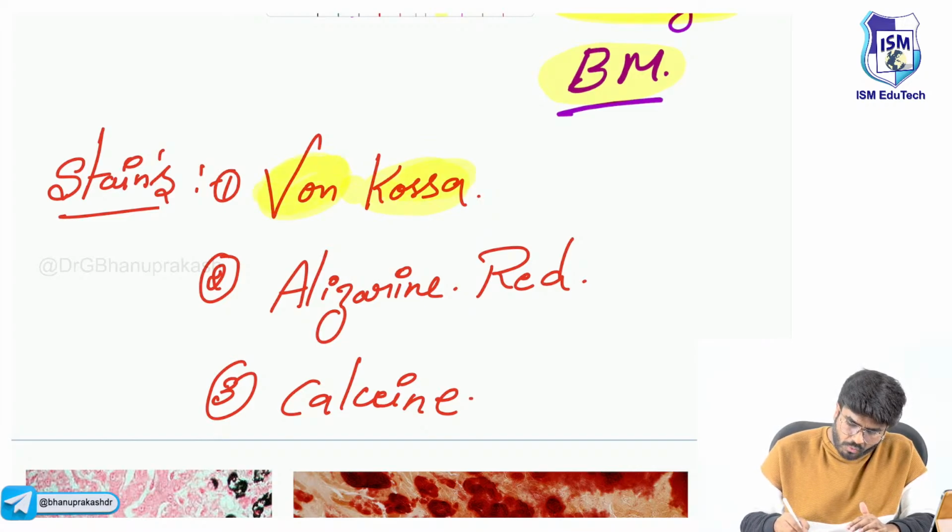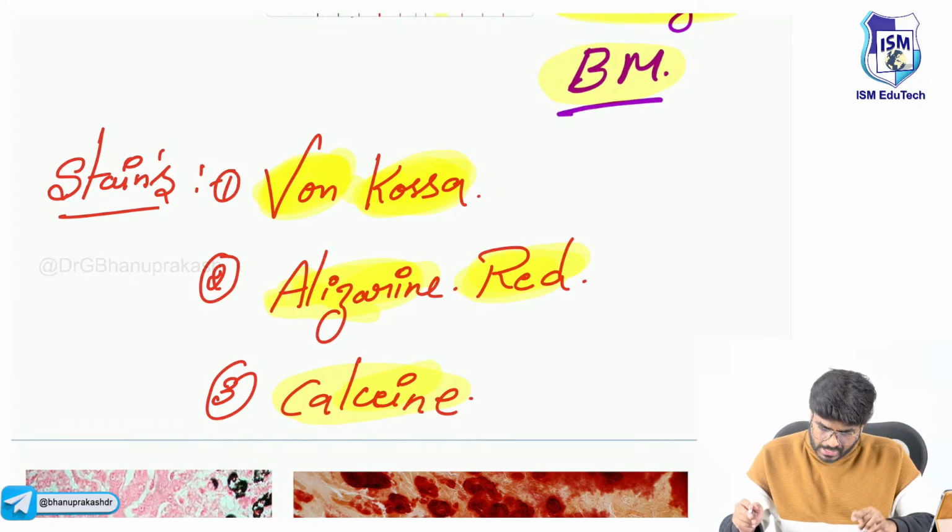Vancomycin, okay, vancomycin is a stain for calcium. Alizarin red, okay, alizarin red, and calcein. So these are the three stains for calcium: vancomycin, alizarin red and calcein.